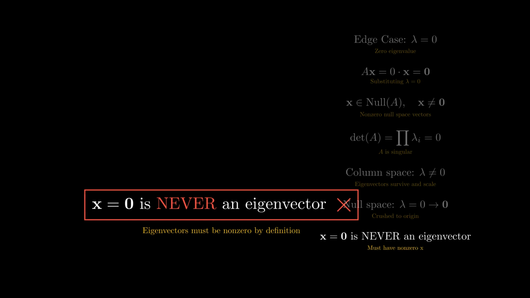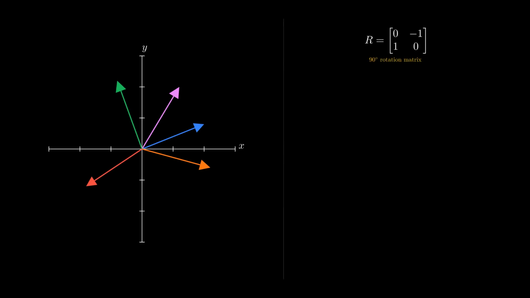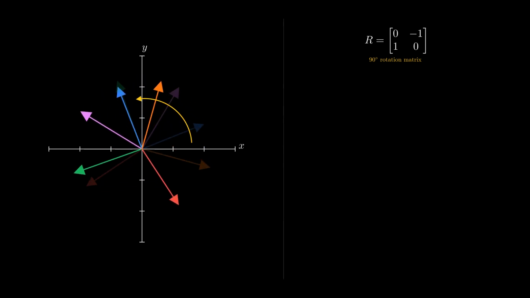The equation A times the 0 vector equals 0 is trivially true for any matrix, so it tells us nothing. What about pure rotation? Take a 90-degree counterclockwise rotation in 2 dimensions. The rotation matrix is 0, -1 in the first row, and 1, 0 in the second row. Apply this to any real vector, and that vector moves to a completely new direction. No real line survives the transformation.